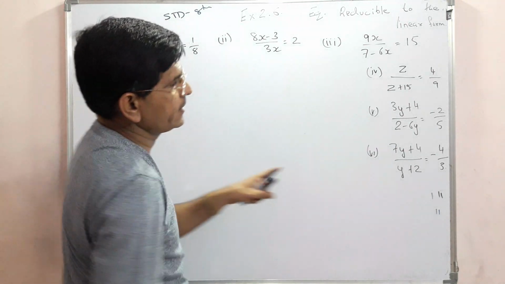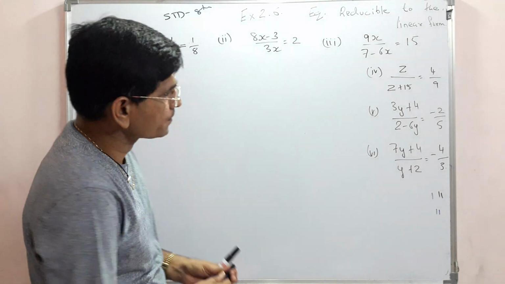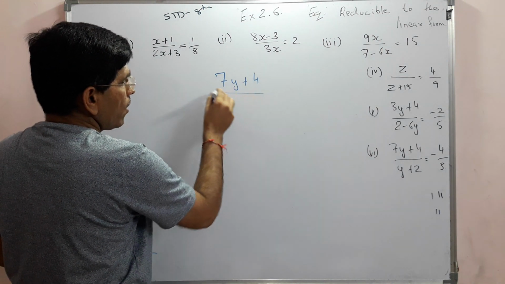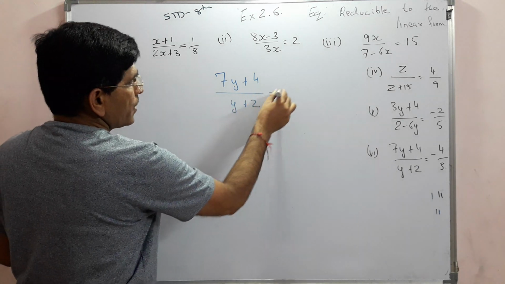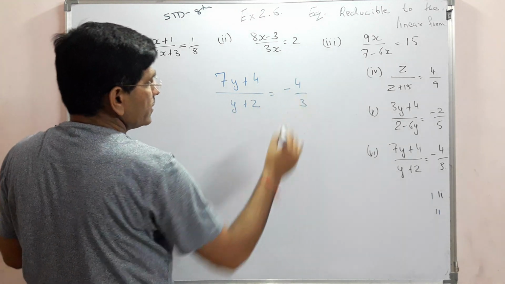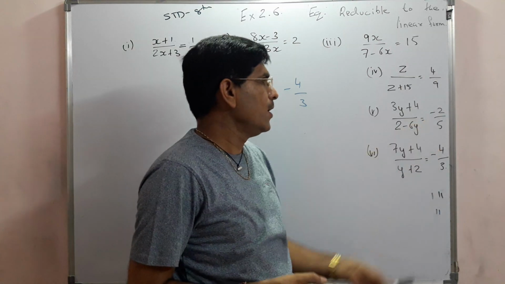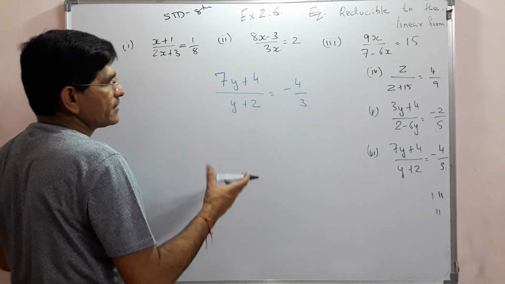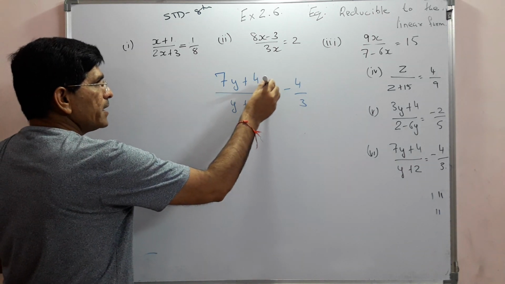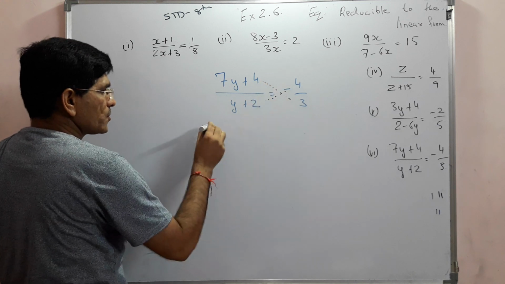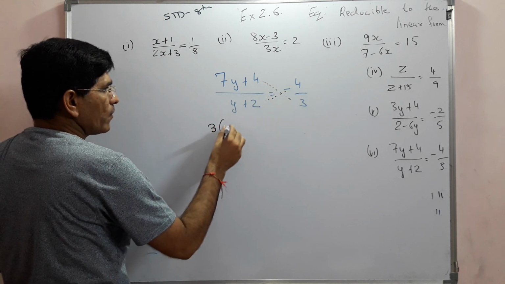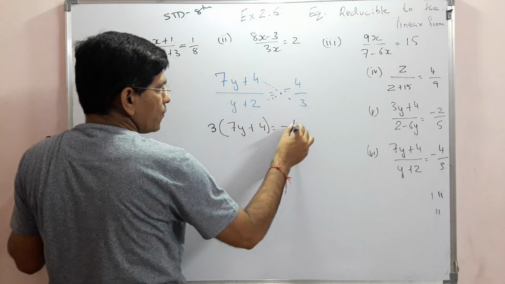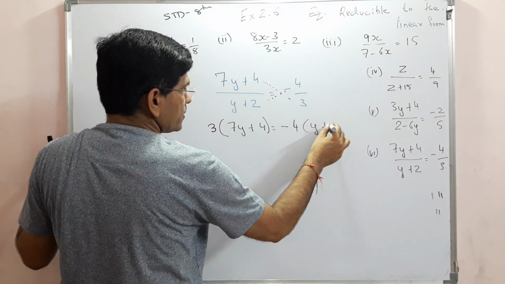Now the last sum, that is 7y plus 4 upon y plus 2 is equal to minus 4 by 3. These are all negative sign terms. When the negative sign is there, again I will say you have to change the sign inside the bracket. See now, again the first step is cross multiplication. So I have to write 3 here. In bracket what I have to write? 7y plus 4. And now minus 4 in bracket I have to write y plus 2.